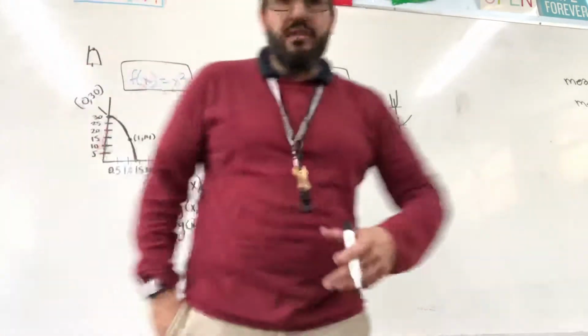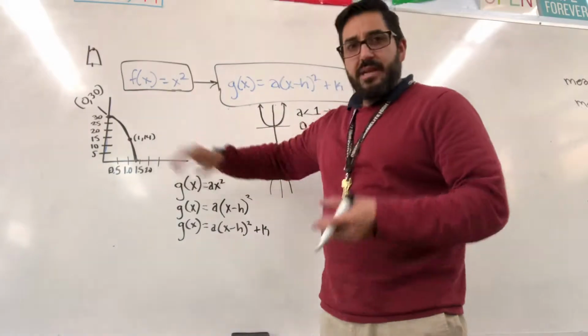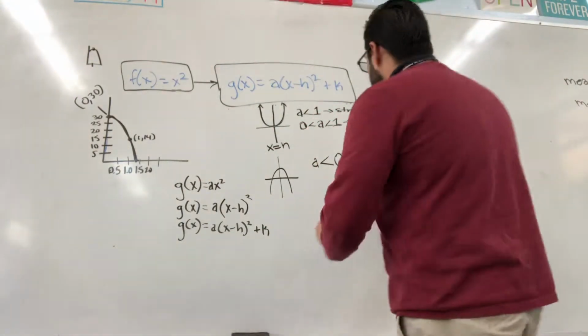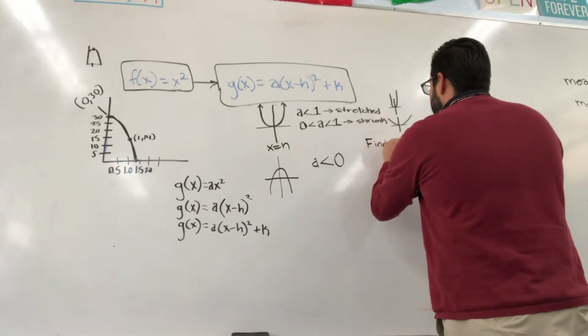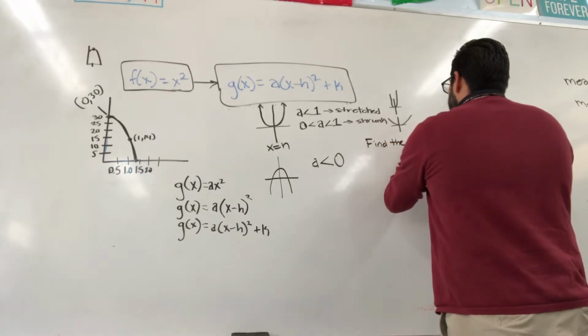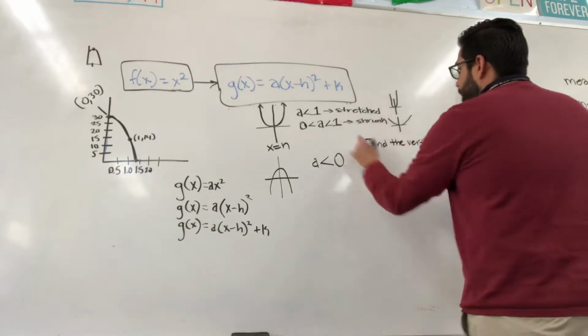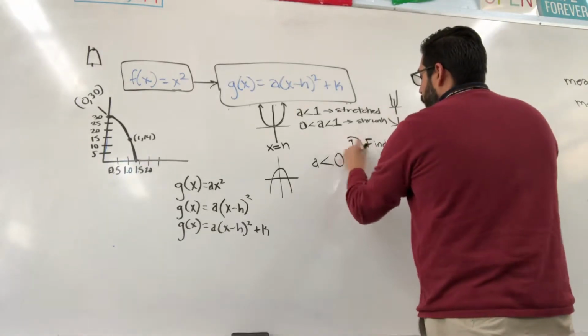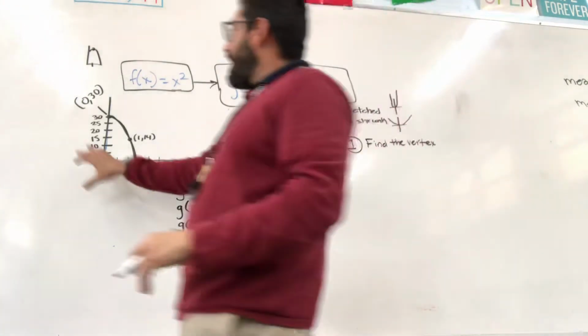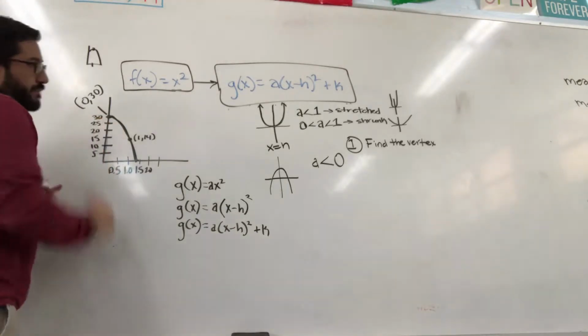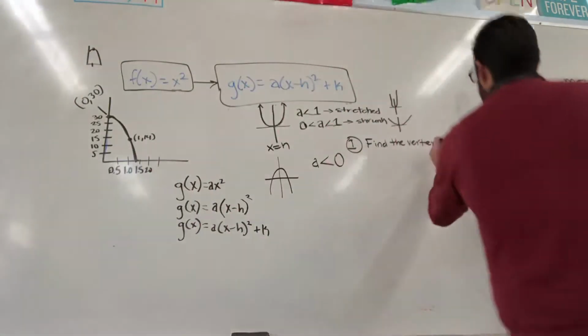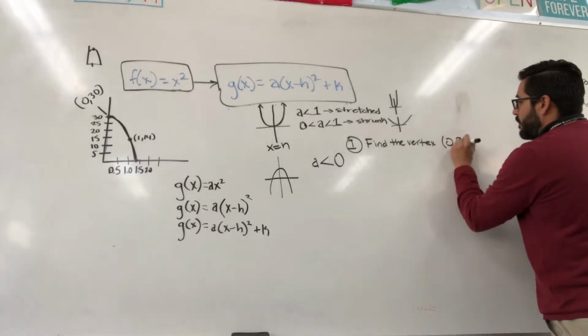Now, when we're looking at something like this, you want to start by step 1, find the vertex. Okay, so I'll go ahead and write this down. Find the vertex. Okay, step 1. Now, if we're to look at this, it looks like the vertex is at 0, 30. Okay, so we've identified the vertex, it's at 0, 30.